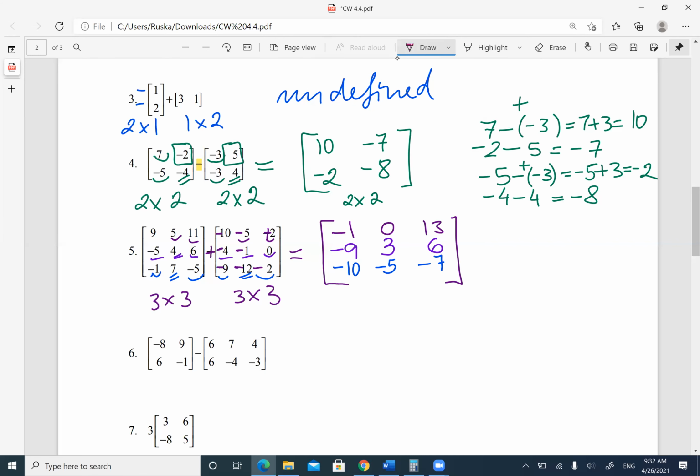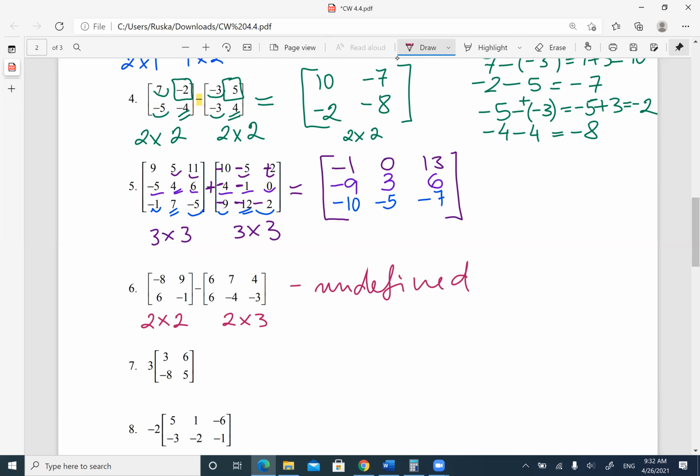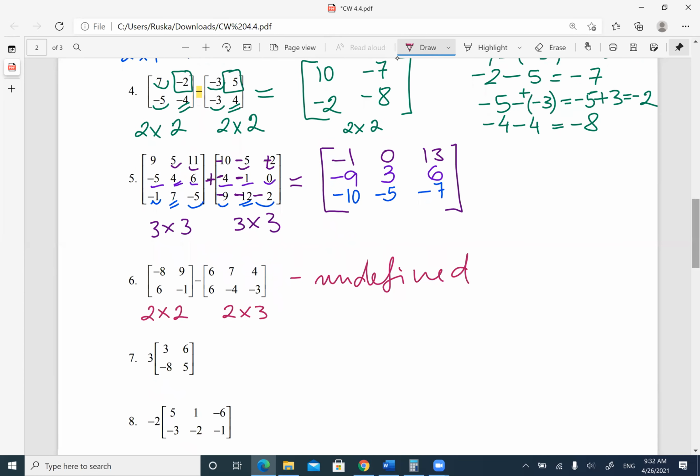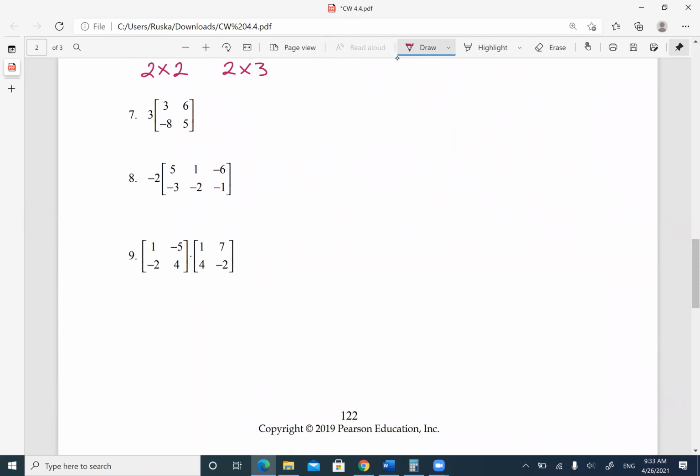Okay, number 6, the first one is 2 by 2. And the second matrix, you have 2 rows and 3 columns. So these are not the same, so that's why this is undefined. Okay? Just put undefined. You don't do anything because they don't have the same dimension. Okay? So that's how you add or subtract two matrices. So far, so good. Everybody doing good so far? Yes, ma'am.